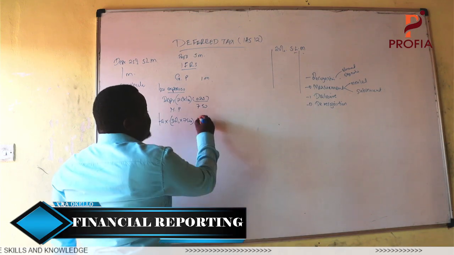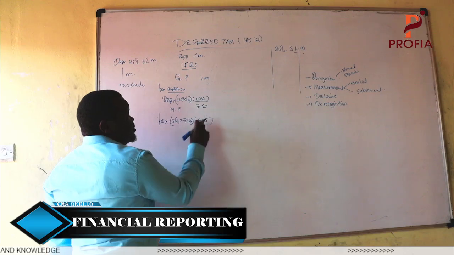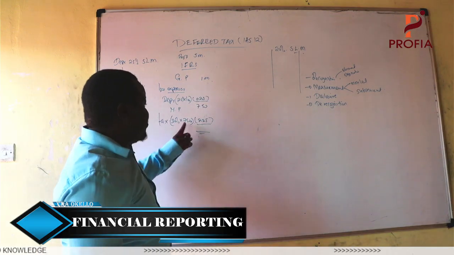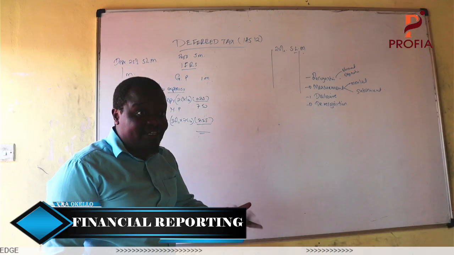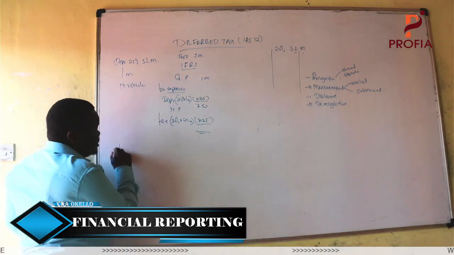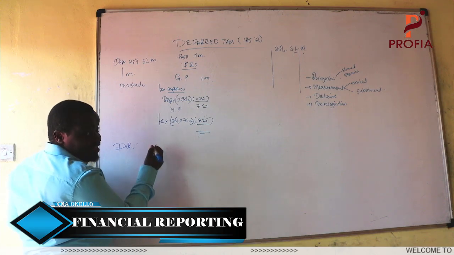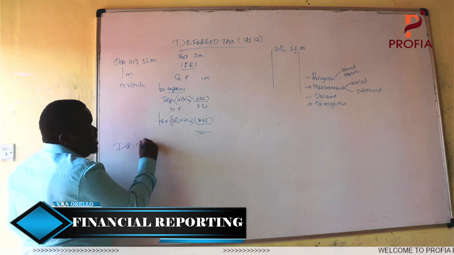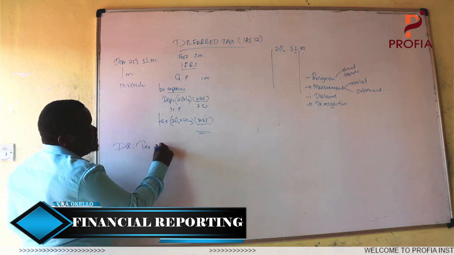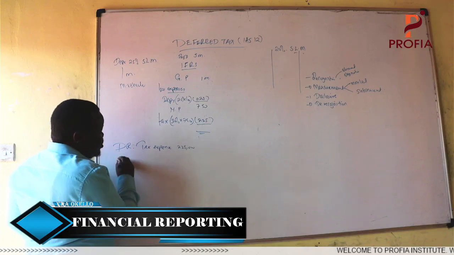225. So in section 1, how do we record this in the books? You have not paid it, right? So how will you record it? You're going to debit the P&L, or say tax expense, 225,000. Then what do you credit?